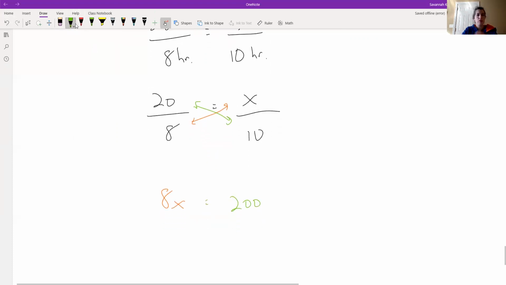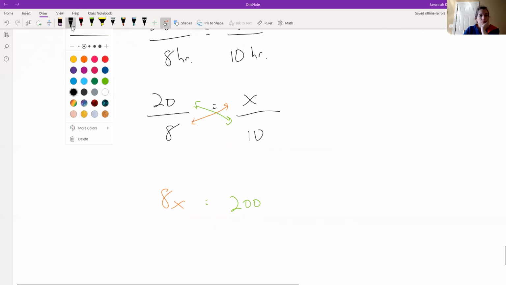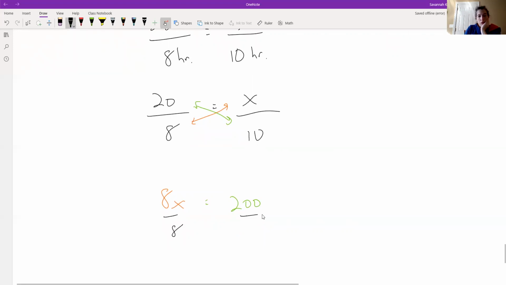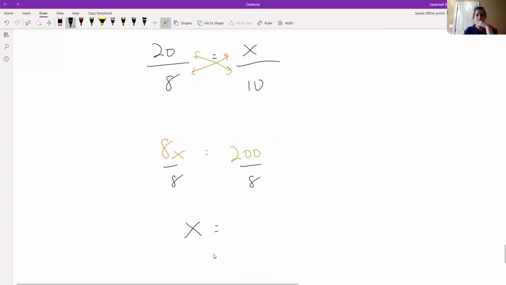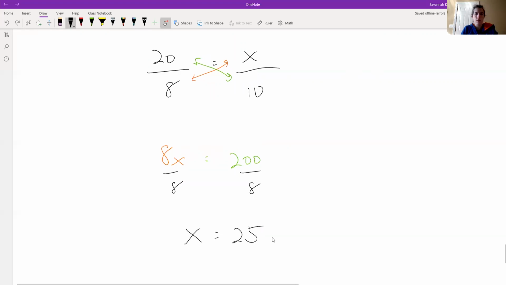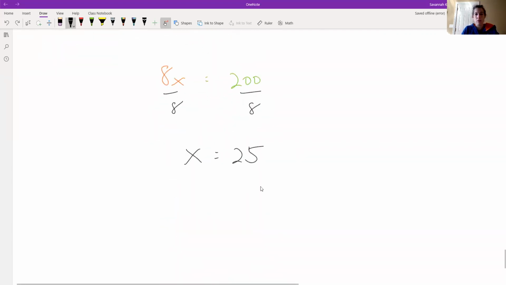And then very simply, to isolate x, divide by 8, divide by 8, x equals 200 over 8. 8 might go into that. 8 goes into 20 twice with a remainder of 4. 8 goes into 40 five times. Checking myself there. So 25, and we were talking about miles. How many miles?